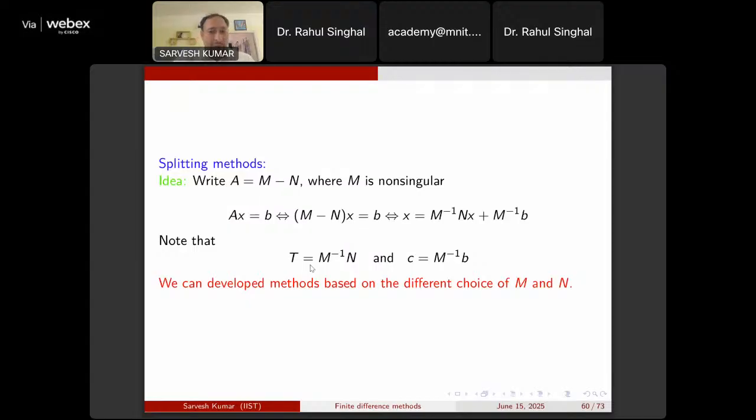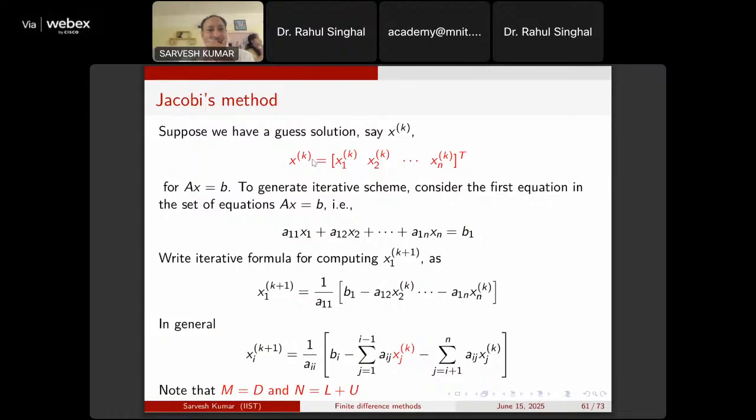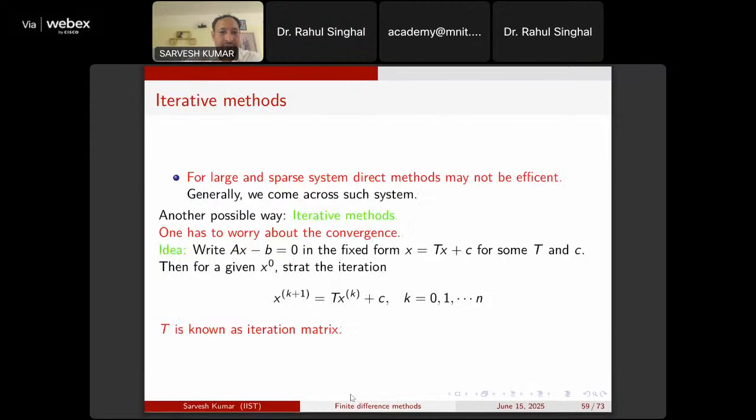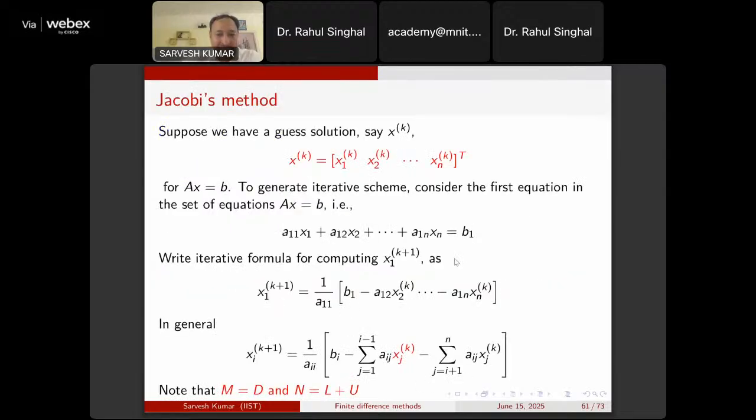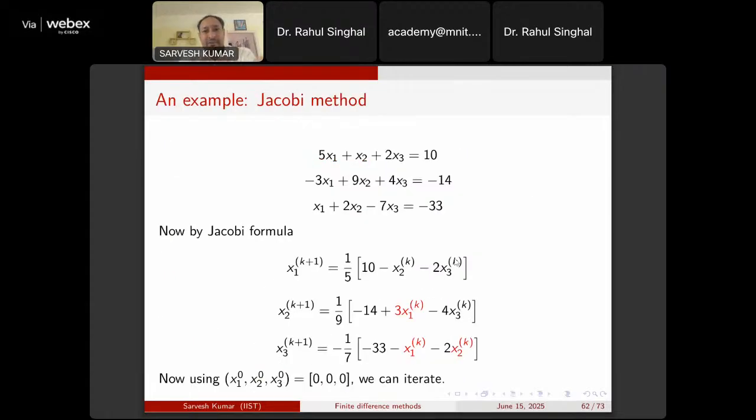Like we have the Jacobi method and the Gauss-Seidel method, it depends on how you split M and N, and then we get the iterative schemes. Because for an iterative scheme, what we need is only this T and C. So for example, the Jacobi method, you might have come across x^(k+1). In general, this is the scheme which you have seen, correct? Here my M is D and N is L plus U. So T is M inverse N and C is M inverse B.